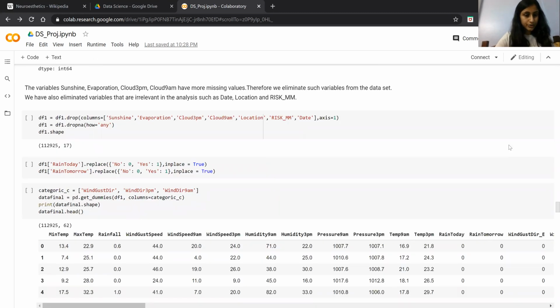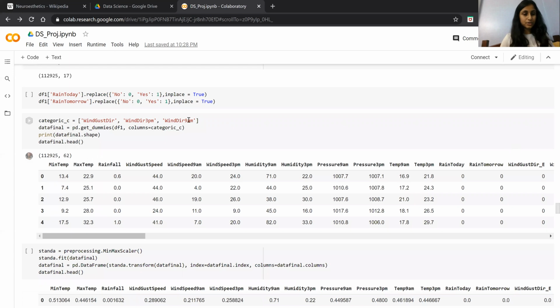Okay. So yeah, this is the shape. That is, there are 1,12,925 rows and 17 columns. Right. So now in the rain today and rain tomorrow columns, instead of yes and no, we're putting the values 0 and 1, 0 for no and 1 for yes respectively.